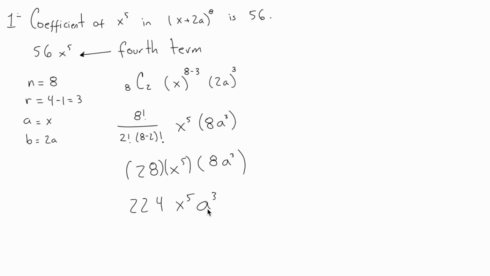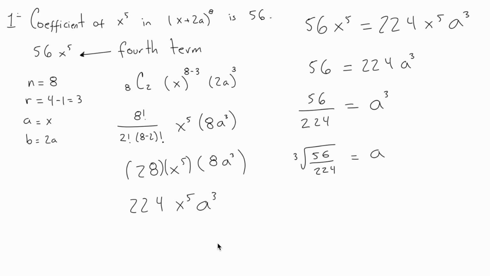In this problem, here is what is going on. I am telling you that this term corresponds to this term. This one, I just find by multiplying 56 times x to the 5. Then I found this term by applying the general term formula. And now I'm going to make them equal. This is going to be equal to this. 56x to the power of 5 is the same as 224 x to the power of 5 a cubed.